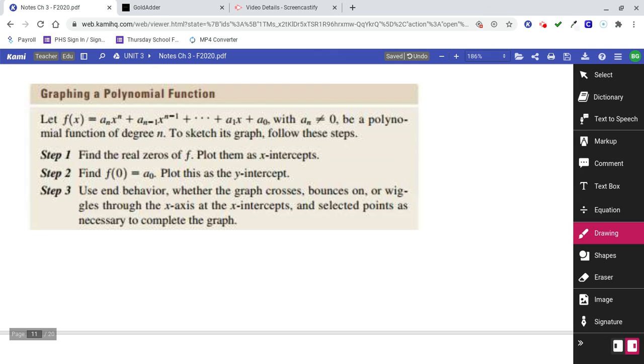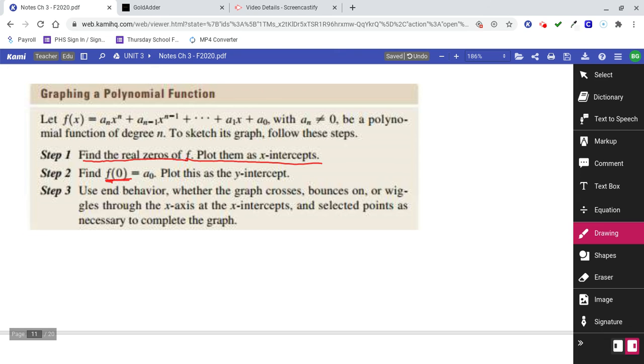Step 1, find the zeros. We might be able to factor, or we might have to use synthetic division like we did in the last lesson. Those are your x-intercepts, the real ones anyway, not the imaginary ones. We don't know how to graph those. Step 2 basically just says plug in 0. This is the y-intercept. I plug in 0 because it's easy, but that's the y-intercept.